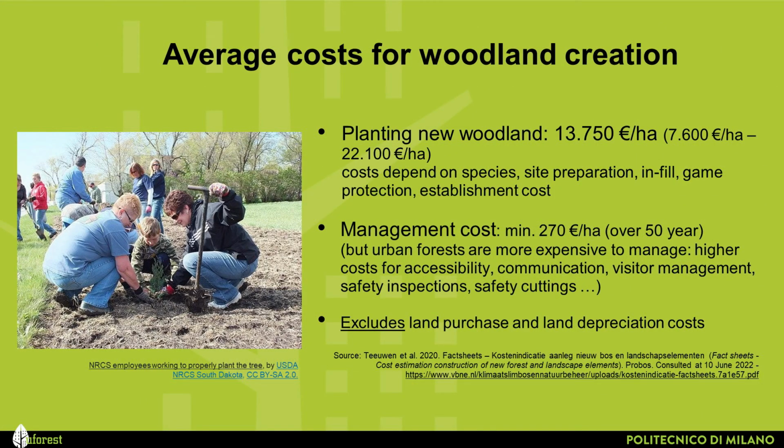Now let's look at real forests, planted forests, where we have a Dutch study estimating the average costs for planting new woodlands at between 7,600 euros per hectare and 22,000 euros per hectare. These costs exclude the cost for acquiring the land and the depreciation of the land when planting trees, but include costs for saplings, site preparation, game protection, infill of dead trees, and establishment costs.